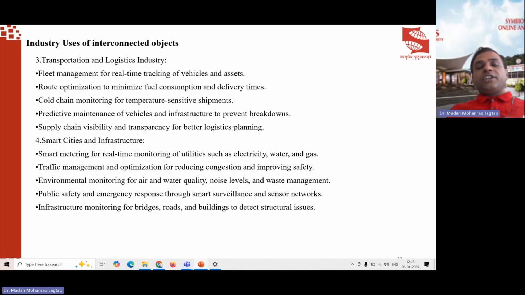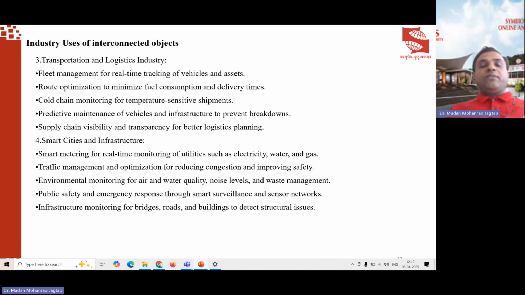Then traffic management and optimization for reducing congestion and improving safety. We can do traffic management. We can optimize the traffic for reducing congestion. We can change the routes of traffic and we can improve the safety with the help of interconnected objects.